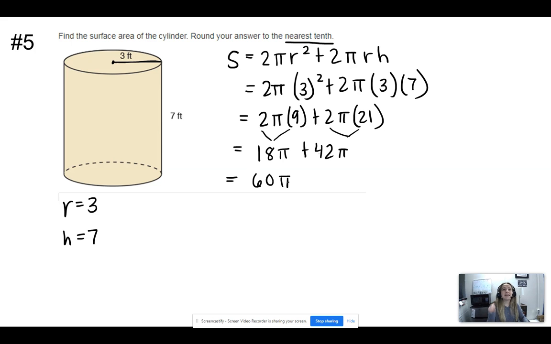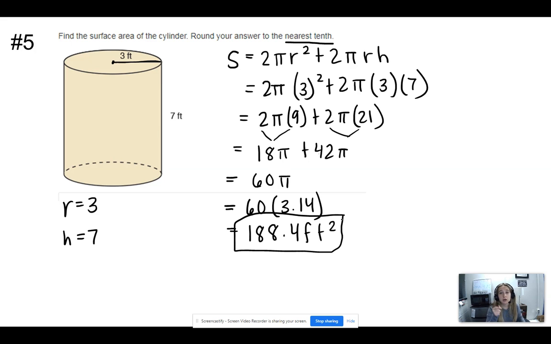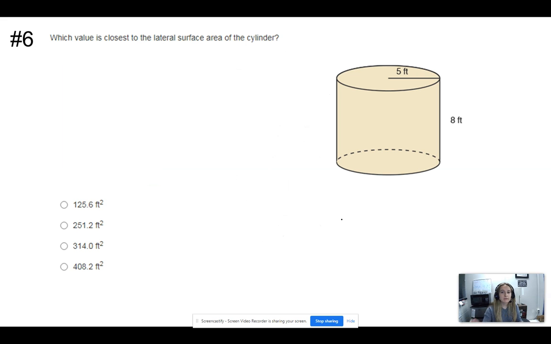And now that I finally have it just simplified down to in terms of pi, we're going to plug in what pi equals, which is 3.14. Plug it into our calculators, and that's going to give us 188.4 feet squared. All right, because remember, surface area, the units are always squared. Okay, make sure you have this down, and let's move on to the next one.